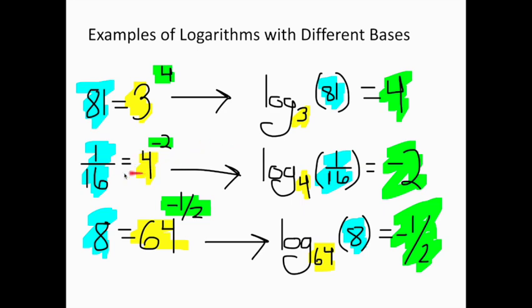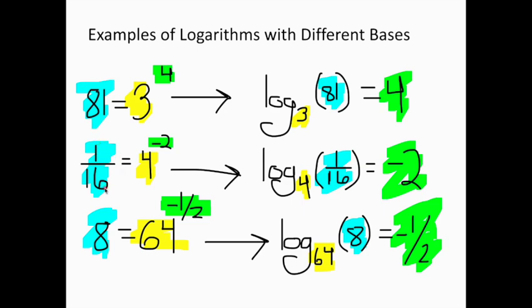Here's my base in yellow, my argument in blue, and my exponent in green. If I take 4 and raise it to the negative 2 power, that means I want to square 4, which is 16, and the negative tells me to take the reciprocal. So when I take 4 and raise it to the negative 2 power, I get 1 over 16. That's 1 over 4 squared.